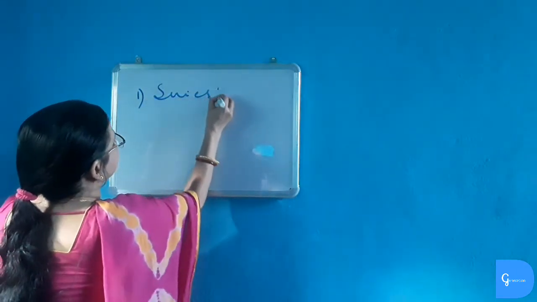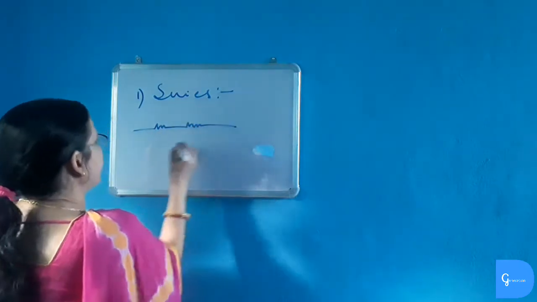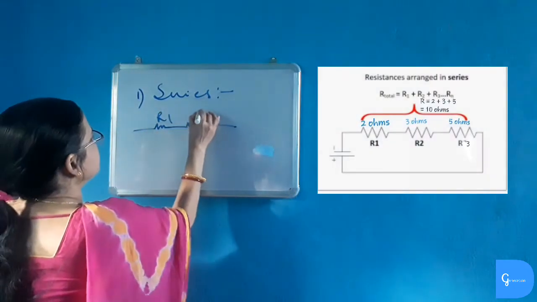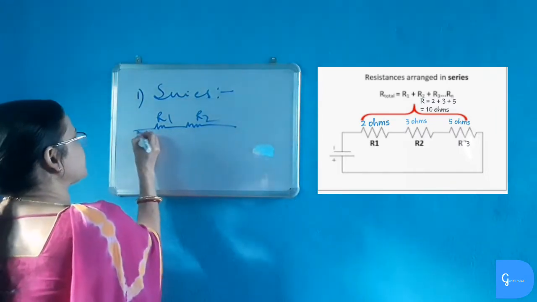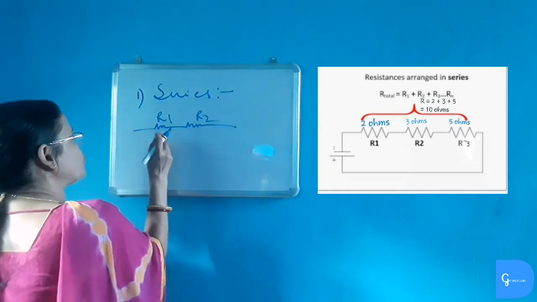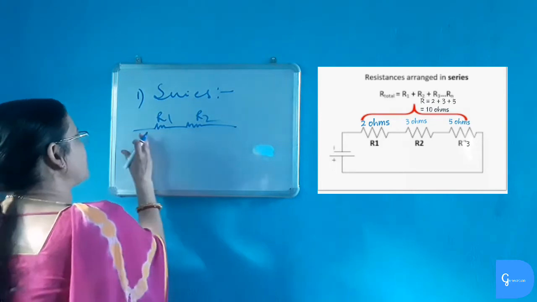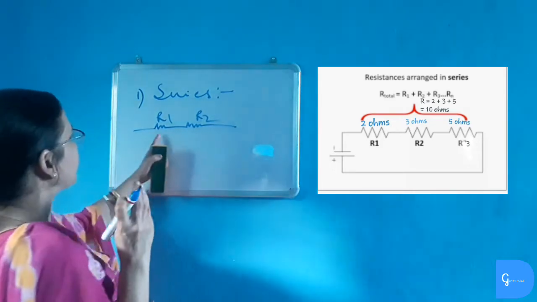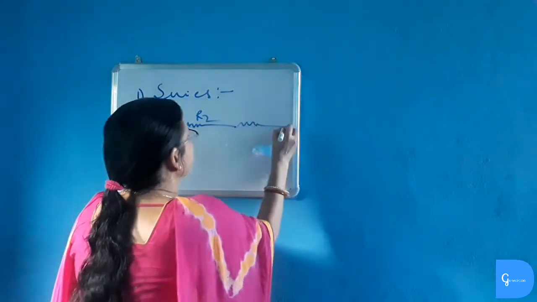Now we will discuss what is series connection. When two resistances are connected together end to end, then it is called series connection. In series connection what happens? I told you the resistance in the circuit increases and current flowing in the circuit decreases. So when we need a reduced amount of current and more resistance in the circuit, we will connect them in series. Here I have taken only two resistances. You can connect any number of resistances as required.